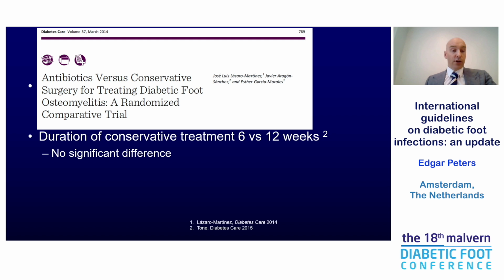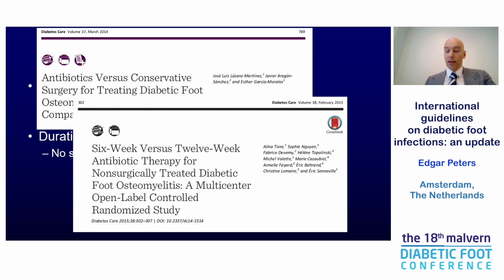Another study was a French study that looked at the duration of conservative treatment in roughly the same kind of population, so the patients that did not require immediate surgery. They looked at a 6 weeks versus 12 weeks duration of antibiotic treatment. And they also found no significant difference between the two groups.